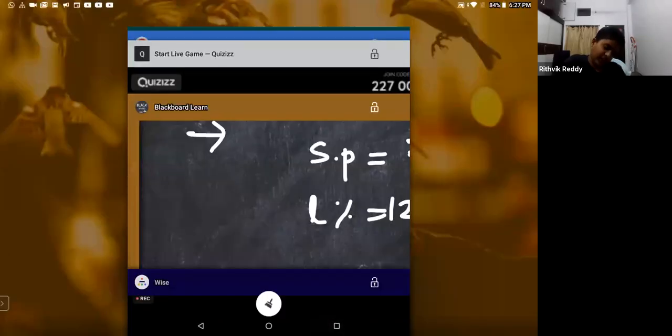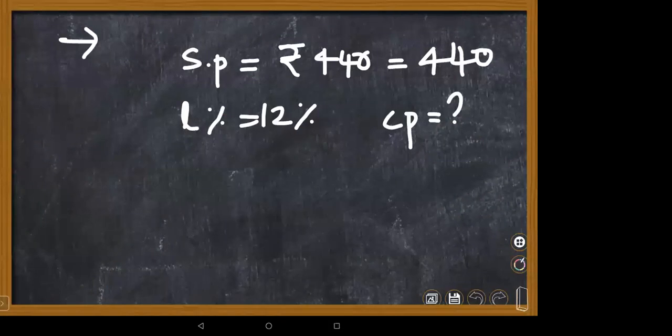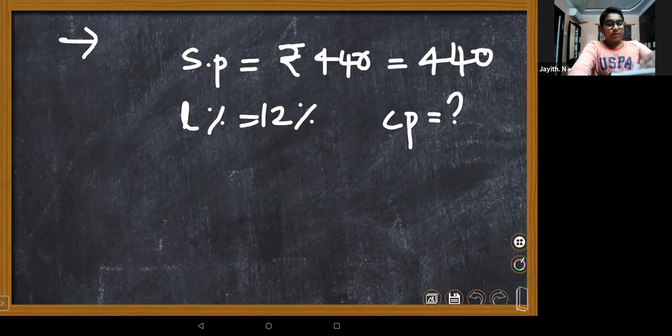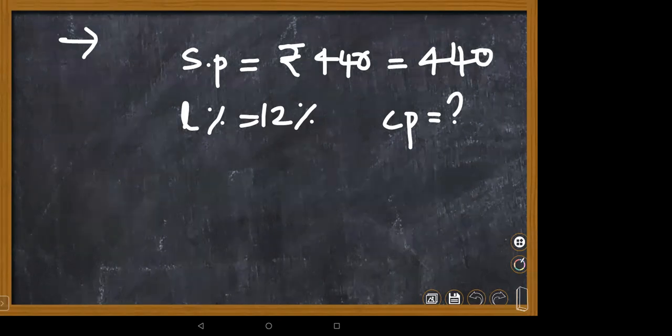Loss means you take it as 100 minus 12. If you subtract 100 minus 12, you will get 88. 88% is equal to 440. You need to find 100%. That's all, children. Very simple question. Let me help you. Ma'am, is the answer 400? No. Ma'am, can you show the question? Yes, Hari, the question is on screen now. SP is rupees 440. Loss percent is 12%. You need to find cost price.